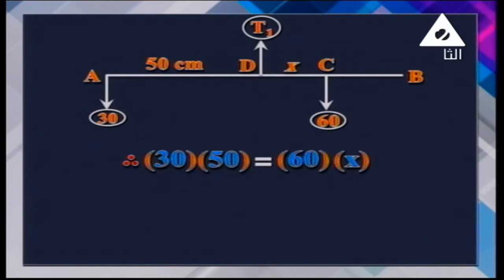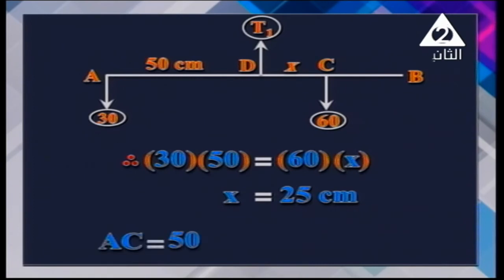X, and student, 30 times 50 divided by 60 equals what? 25 centimeter. Then X equals 25. Therefore, we deduce that C is 25 from D and 25 from B. C is the midpoint of DB. Therefore, AC equals what? 50 plus 25 equals 75 centimeter.